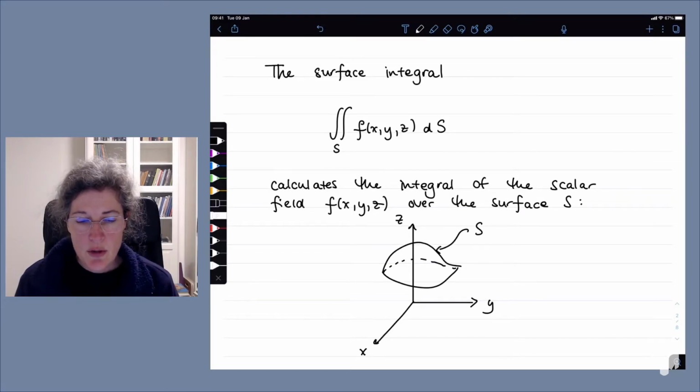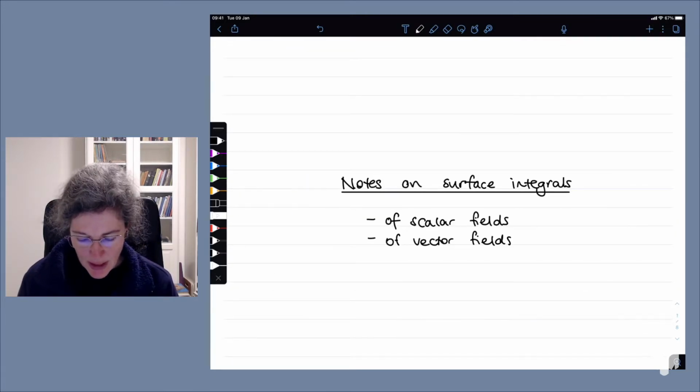So I thought that it would just be quite helpful to have a kind of a recap on surface integrals. Specifically, firstly looking at surface integrals of scalar fields, and then having a look at surface integrals of vector fields.